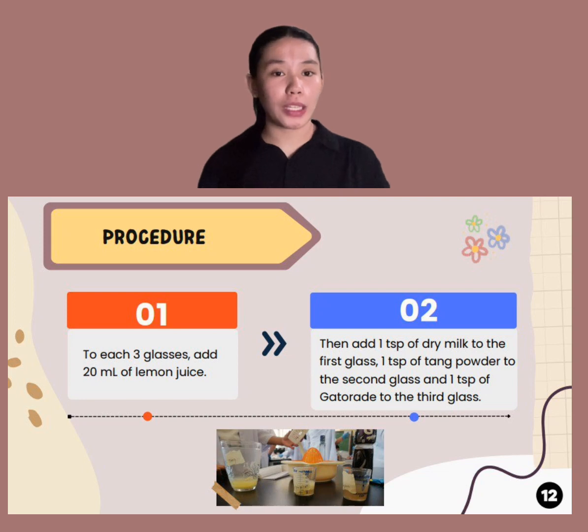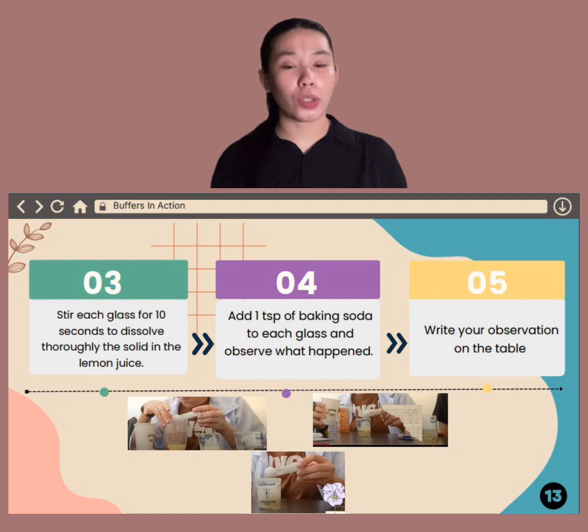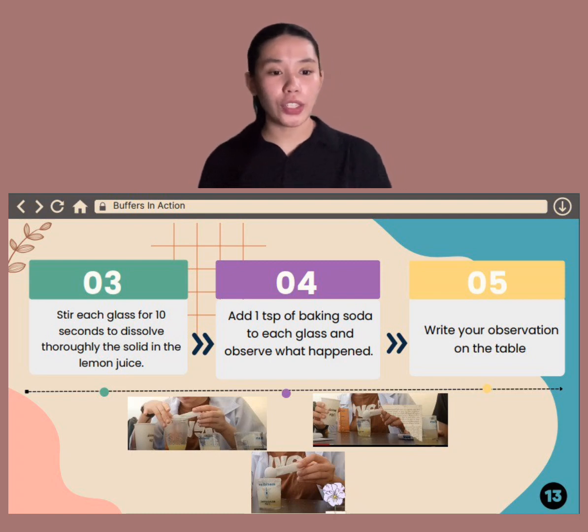In order to completely dissolve the substance in the lemon juice, hinalo namin siya for about 10 seconds. And after that, we set 1 teaspoon of baking soda sa bawat baso at the same time, and we observe what would happen next. In the end, the best buffer that we observed was the Gatorade, because after 33.67 seconds, it stops.